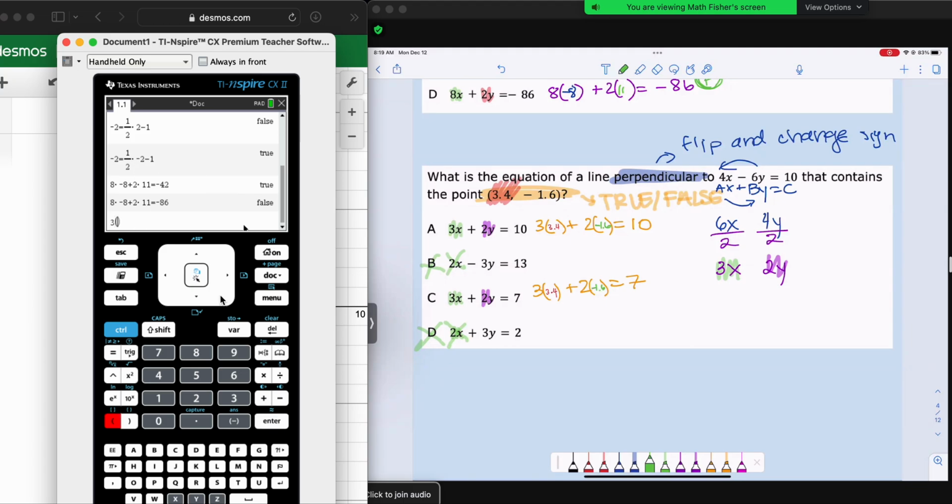You have 3 parentheses 3.4 plus 2 parentheses negative 1.6 equals 10. That's false. So then let's try C. You have 3 parentheses 3.4 plus 2 parentheses negative 1.6 equals 7. Enter, and that gives you true. So your only answer can be C.